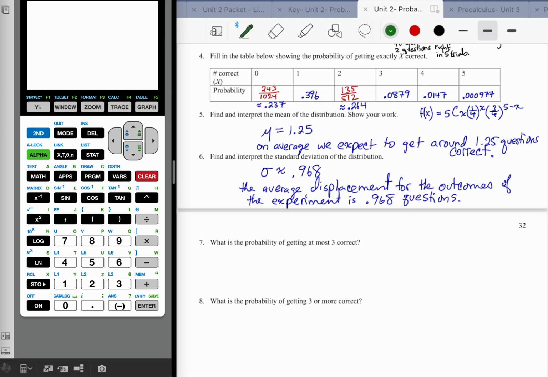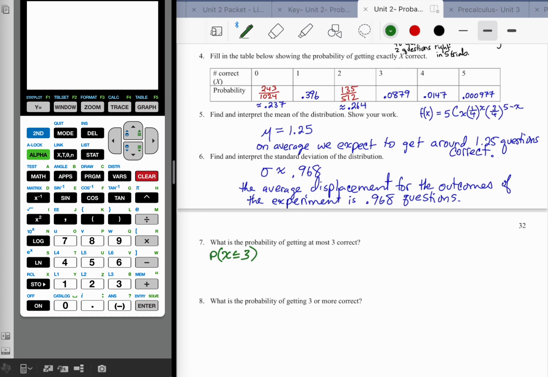Number 7, what's the probability of getting at most 3 correct? What that's talking about is the probability that x is going to be less than or equal to 3. So there's a couple of ways to handle this. One would be based off the table that we just created 24 hours ago.